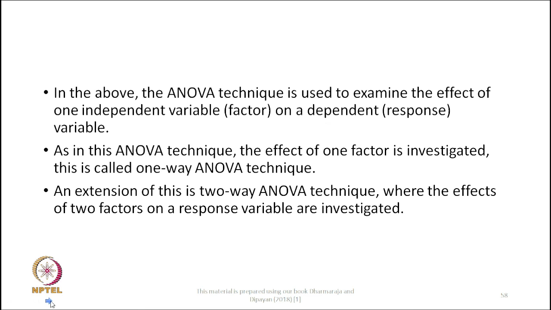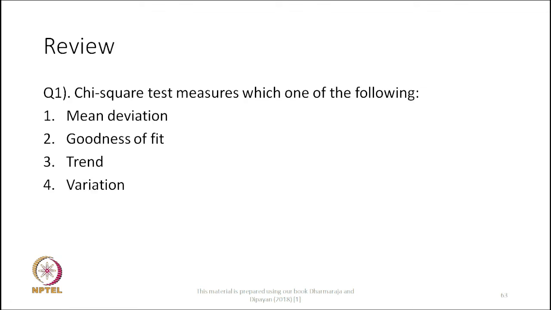As a remark, whatever we have given is a one factor ANOVA, and the extension of this is two-way ANOVA. We are not going to explain the two-way ANOVA technique in this course. So, we are stopping with only one factor. Therefore, the testing of hypothesis with the one factor technique, we have done it here. Now we discuss the review problems on this topic.